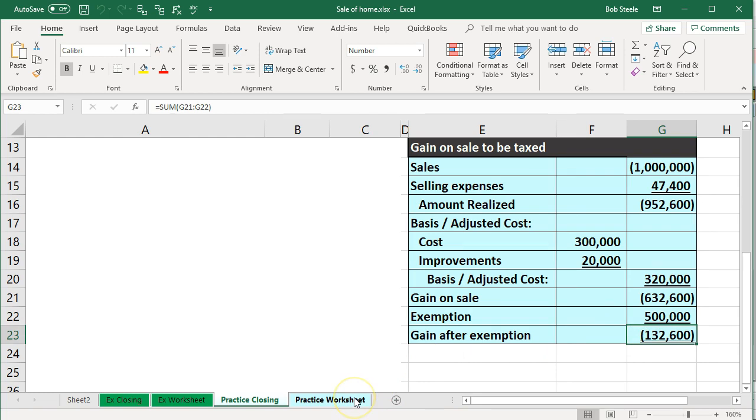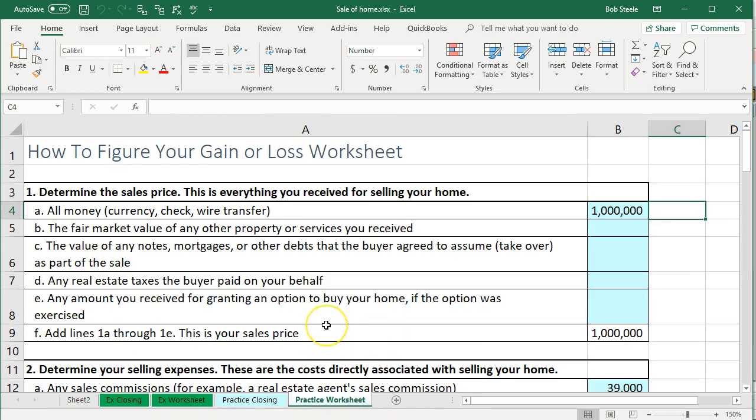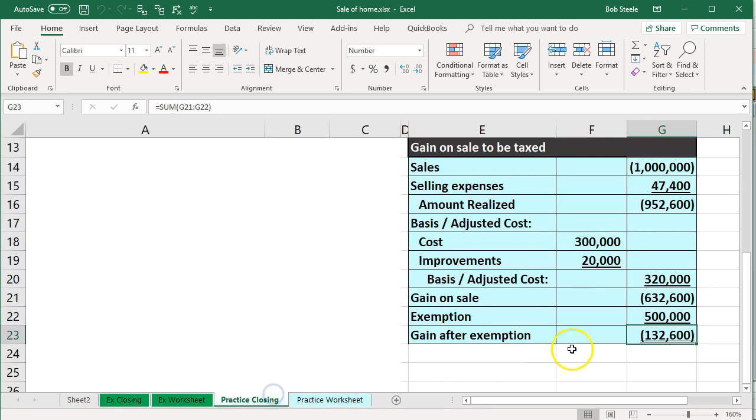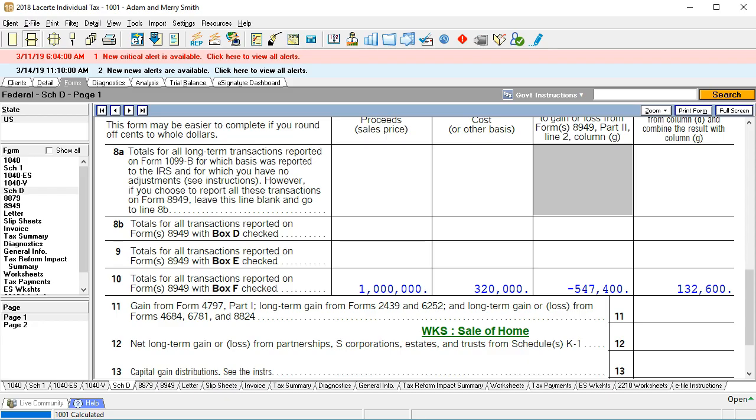And if we go to the practice worksheet, this is a worksheet that you can find in the publications or get a copy. We'll provide a copy as well. And you can go through the worksheet and basically fill this information out in order to get to this gain amount, and then fill that out into the worksheet here.